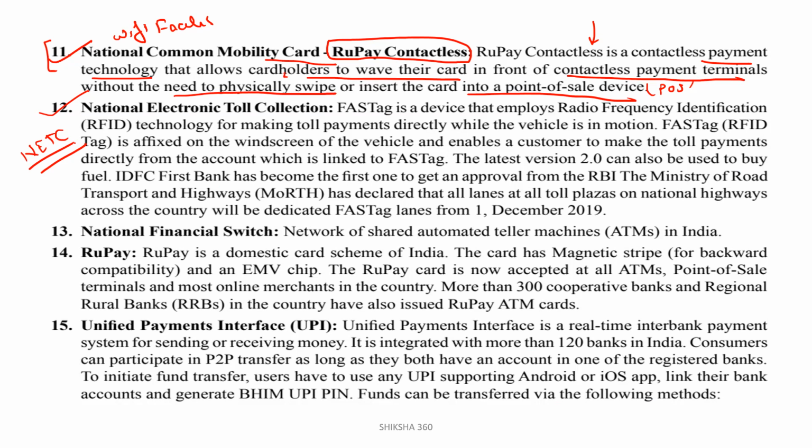IDFC First Bank has become the first bank to get approval from the RBI. The Ministry of Road Transport and Highways has declared that all the lanes at all the toll plazas on the national highways, not on the state highways, across the country will be dedicated FASTag lanes from 1st of December 2019. If you do not have a FASTag, you have to pay the double amount. Even at some of the toll plazas, they will take the double amount from you if you don't have the FASTag. So that is NETC, that is regarding the FASTag, National Electronic Toll Collection.